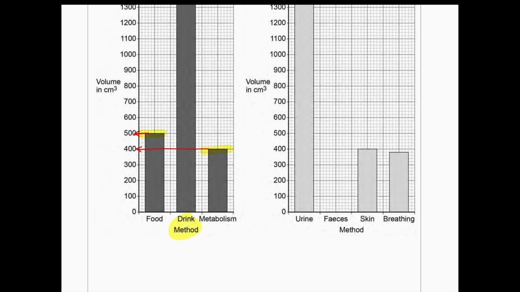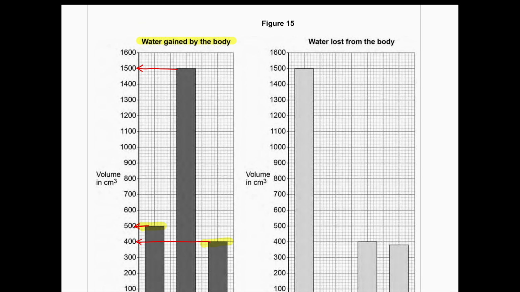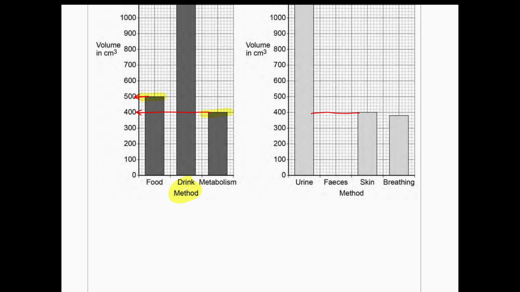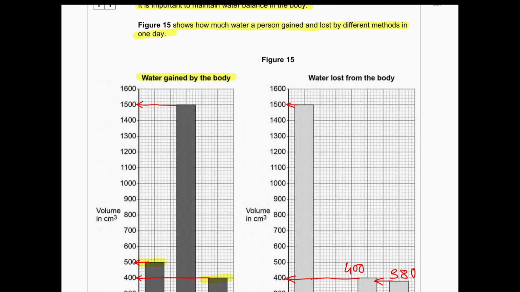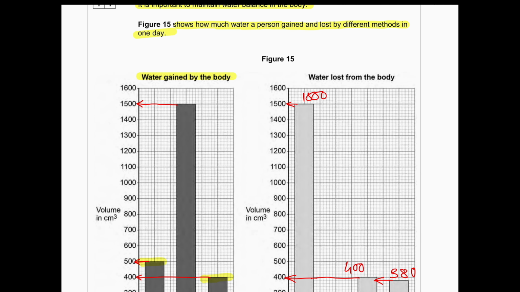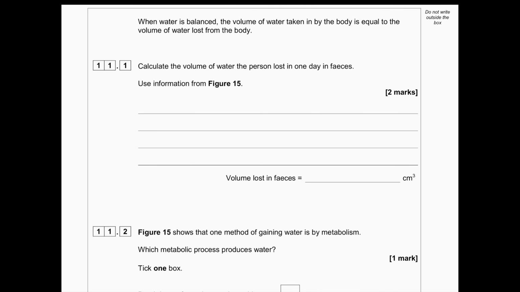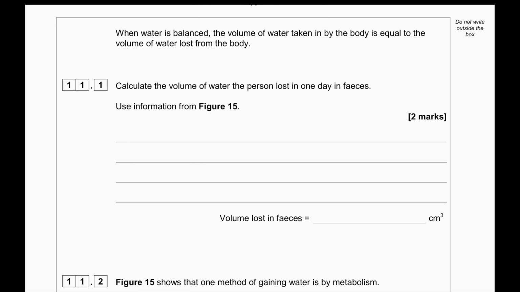Now, on the other side, we are seeing how the water is lost. In urine, it's exactly the same as what the person drank. In skin, it's 400. And through breathing, it's 380. When water is balanced, the volume of water taken in by the body is equal to the volume of water lost from the body. Calculate the volume of water that the person lost in one day in feces.